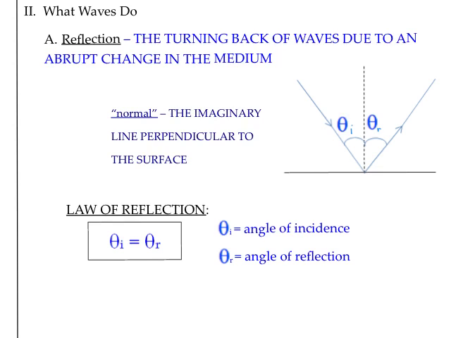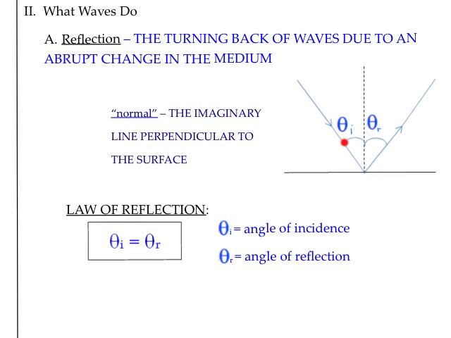This is the turning back of waves due to an abrupt change in the medium. You basically want to think about a wave coming in, hitting a hard surface, and then it's going to bounce back. Now you might see this dotted line right here. This is called a normal line. It's an imaginary line perpendicular to the surface, and we use that for the law of reflection, which states that the angle of incidence equals the angle of reflection.